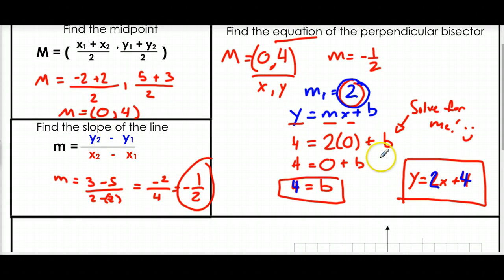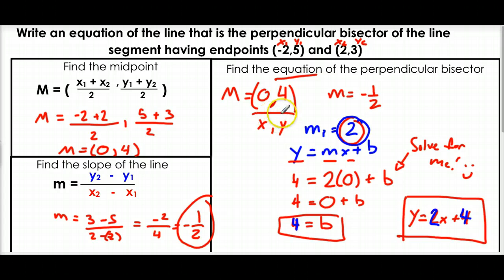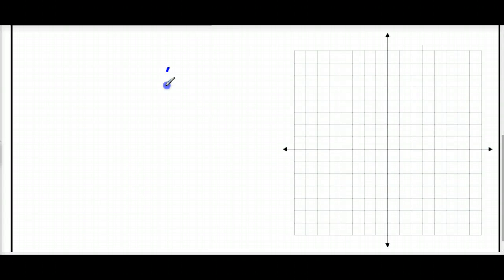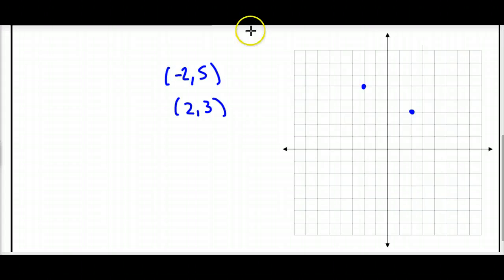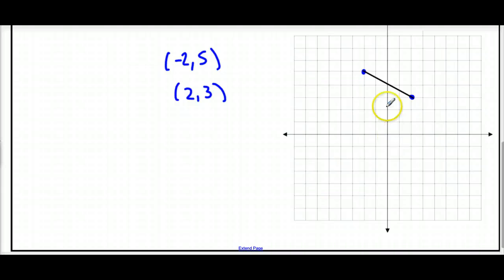Let's see if this even works though. So once again, let's graph it just to check, and that's just good habits. Negative 2, 5, and 2, 3. So we're going to graph the points negative 2, 5, and 2, 3. So negative 2, 5, 1, 2, 3, 4, 5. That's right here. And 2, 3. 1, 2, and then 1, 2, 3. All right. Let's draw our line. Goes from here to here. Great. All right, our midpoint was 0, 4, which sure enough, that does look like the midpoint again, right there.